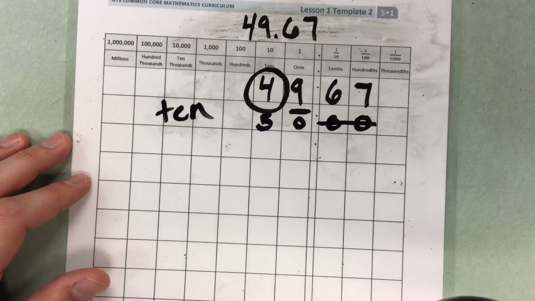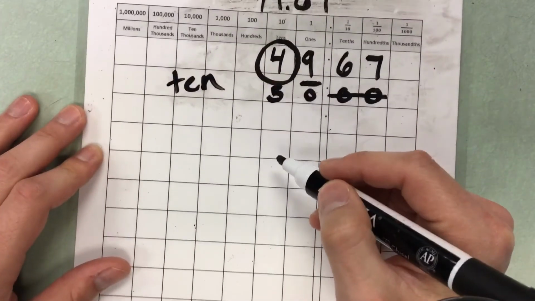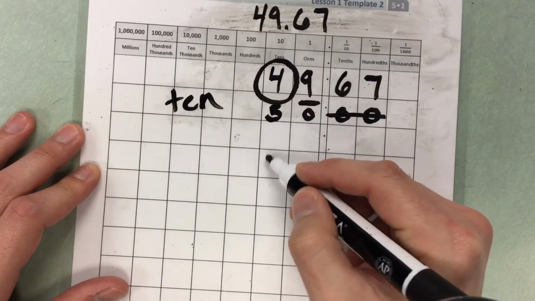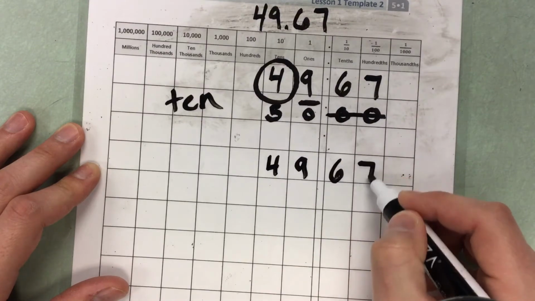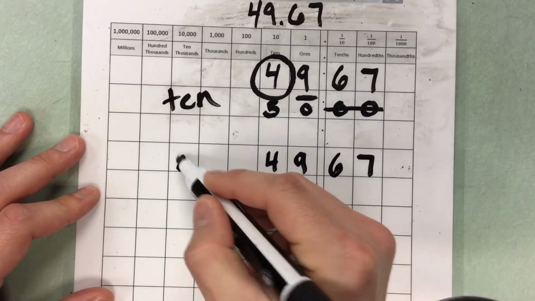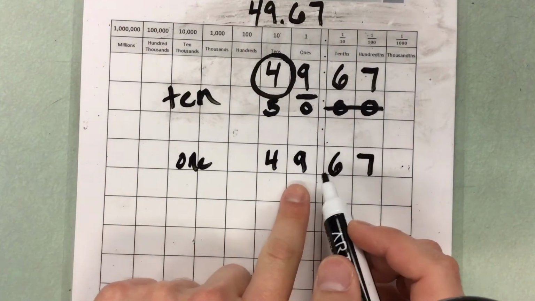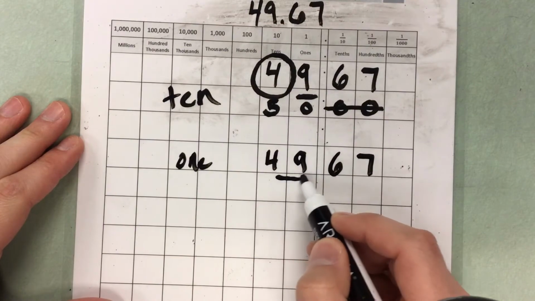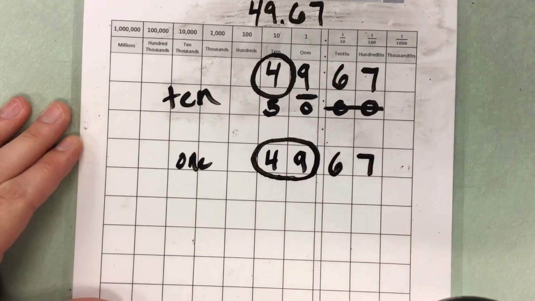Now let's look at what would happen if we round to the nearest 1. So again, I'm going to move down a little bit and place this number into my place value chart. So 49 and 67 hundredths. Now I'm going to be rounding to the nearest 1. So when I round to the nearest 1, I'm going to look at the ones place and circle everything, including that ones place and everything to the left.